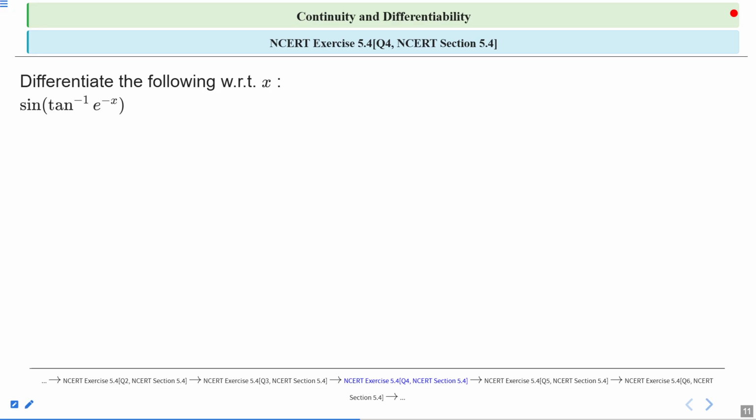So let us move to the next question, which is differentiate the following with respect to x. And we have expression as sine of tan inverse e to the power minus x, right? Sine of tan inverse e to the power minus x. You have to basically differentiate the given expression, right?